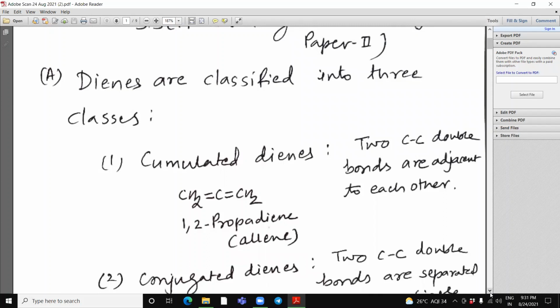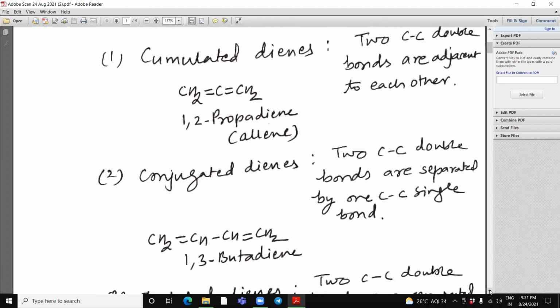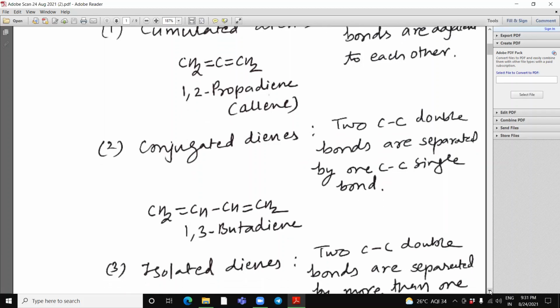Cumulated dienes. If two carbon-carbon double bonds are adjacent to each other, for example, 1,2-propadiene or allene, it is a cumulated diene. Conjugated dienes: two double bonds are separated by one carbon-carbon single bond, then it is known as conjugated dienes. For example, 1,3-butadiene.